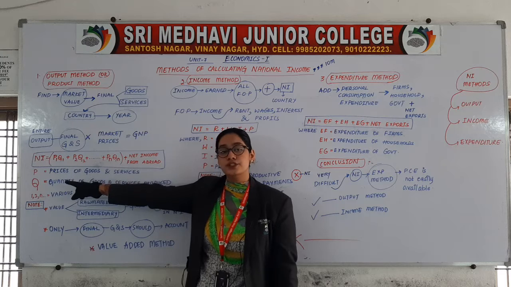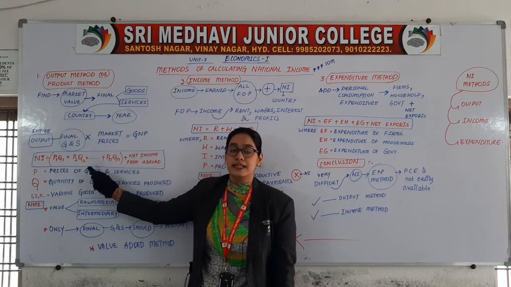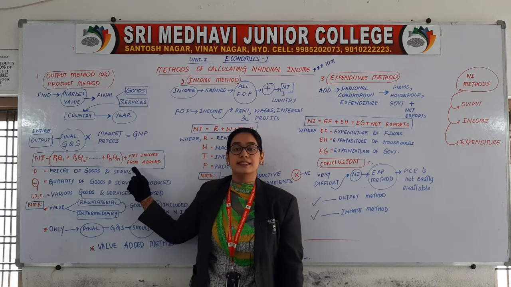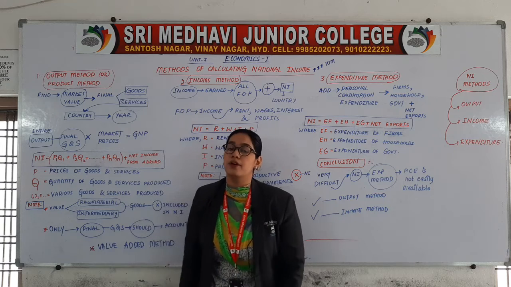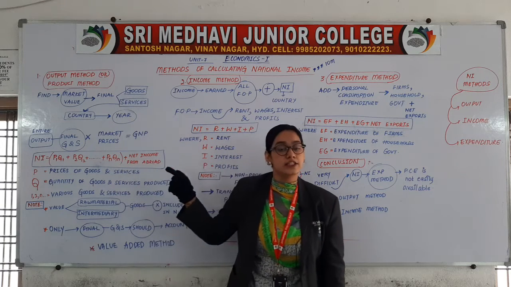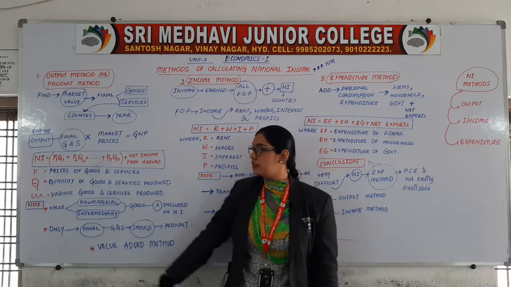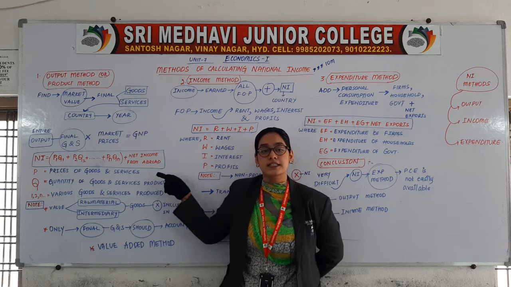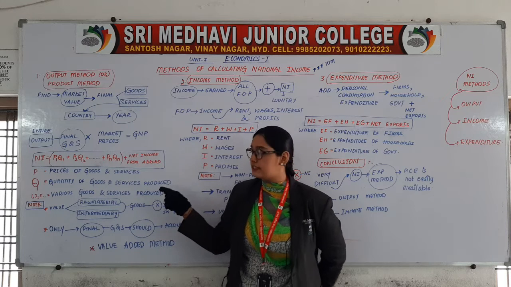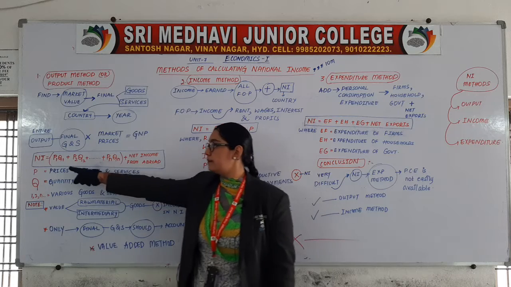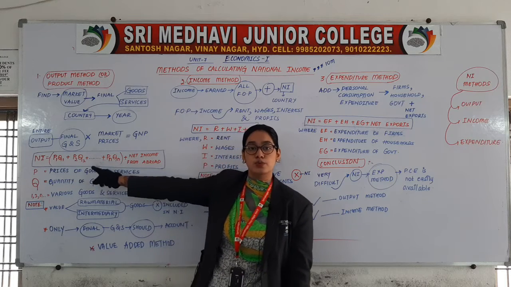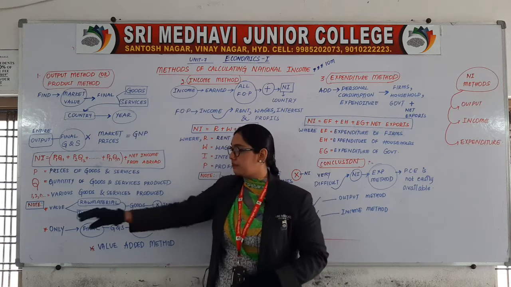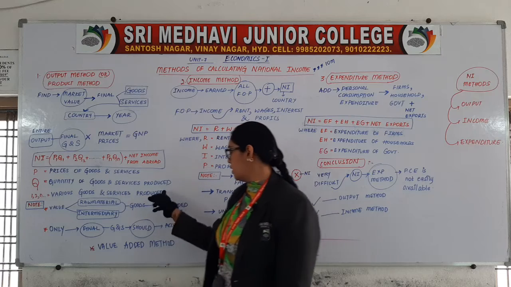So NI is equal to P1Q1 plus P2Q2 plus so on, PnQn, plus net income from abroad. So this is the formula to calculate national income with output method. So what is the full form of P here? P means prices of goods and services. Q means quantity of goods and services. Then we have here P1Q1, P2Q2, PnQn. So 1, 2 and so on to n are nothing but various goods and services which are being produced.